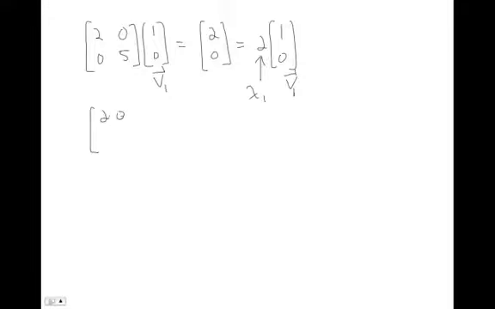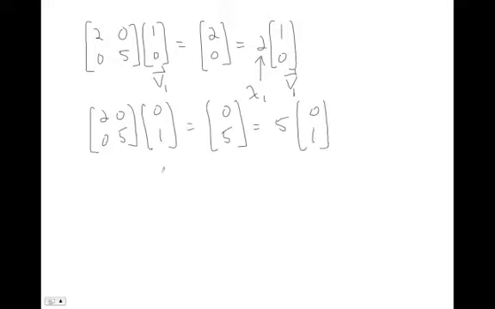The same thing goes if I take this matrix and multiply it by this vector. I'll get out 0, 5, and then I can factor the 5 out, and I'm getting back the same vector I put in. So this vector is our second eigenvector, and this is its associated eigenvalue. So 2 and 5 are eigenvalues of this matrix A, and these are the associated eigenvectors.